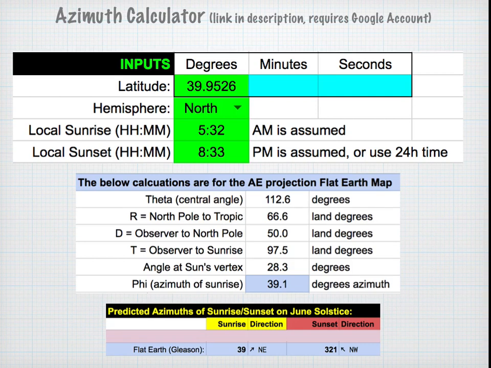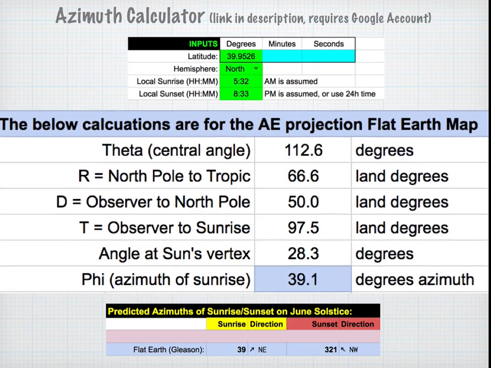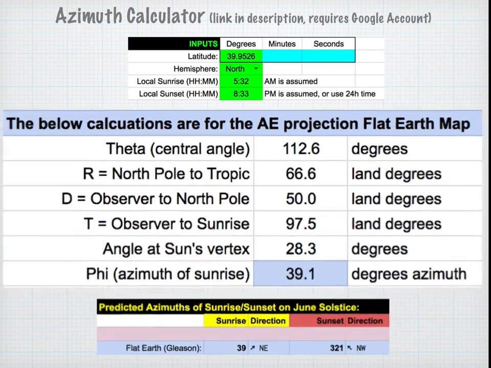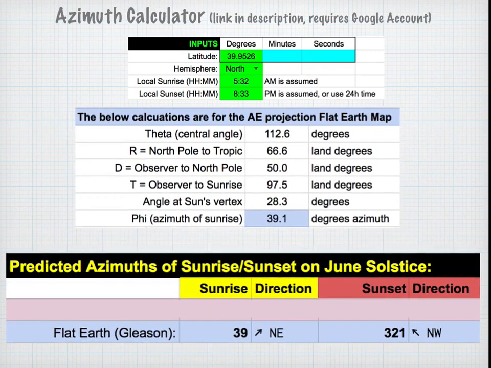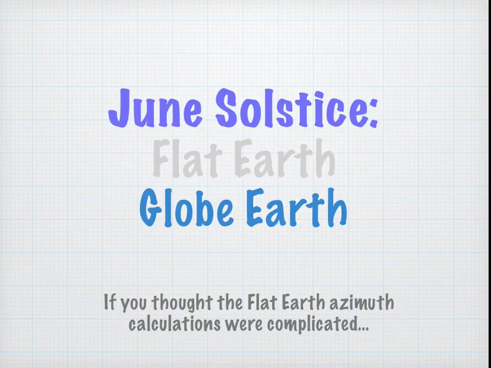I'm accepting a variety of inputs, and then what you see below are all the intermediate calculations, and you can go back through the video and follow along with those calculations. Ultimately we found that the azimuth would be 39 degrees. So what are our predicted azimuths of sunrise and sunset on the flat Earth? You see the sunrise and sunset directions there.